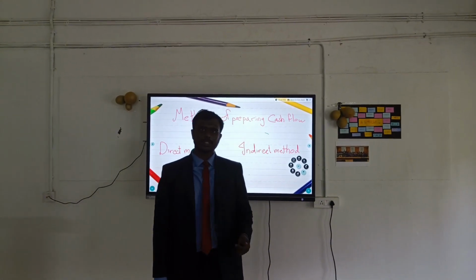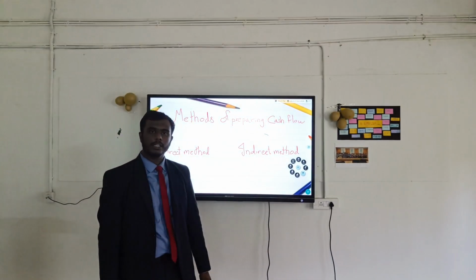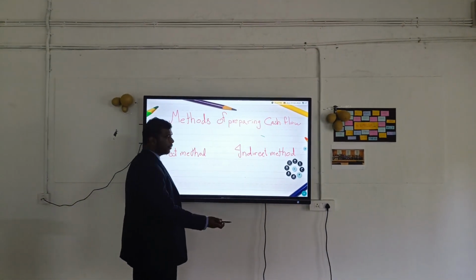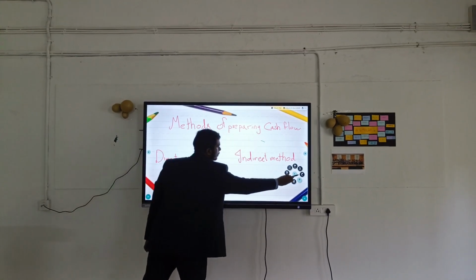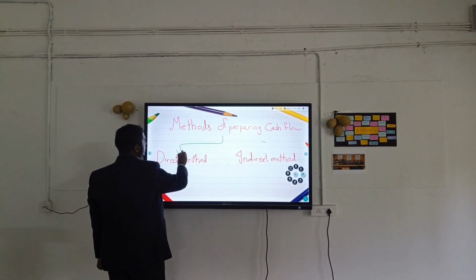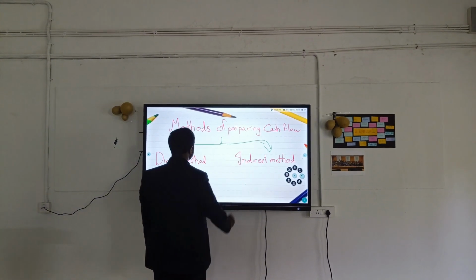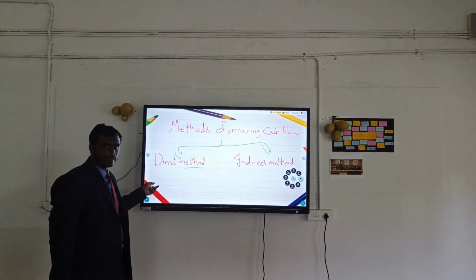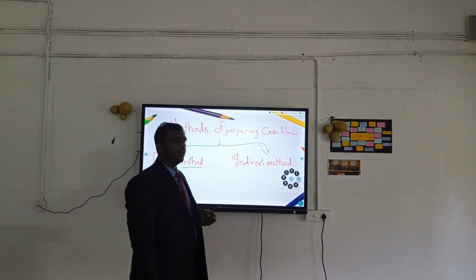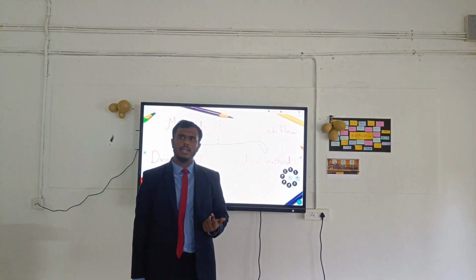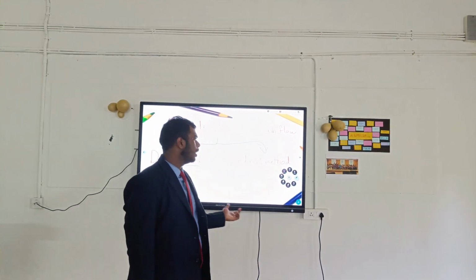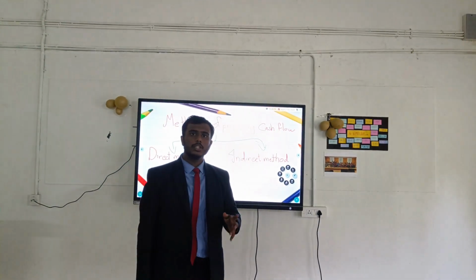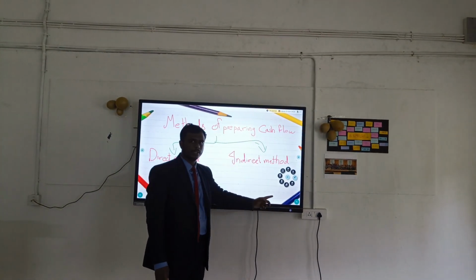Next we are going to discuss the methods of preparing cash flow. There are two methods to make the cash flow: the direct method and the indirect method. Before that, when we are asked a question to prepare a cash flow, and if nothing is said in the question about whether to follow the direct method or indirect method, you should always go for the indirect method.